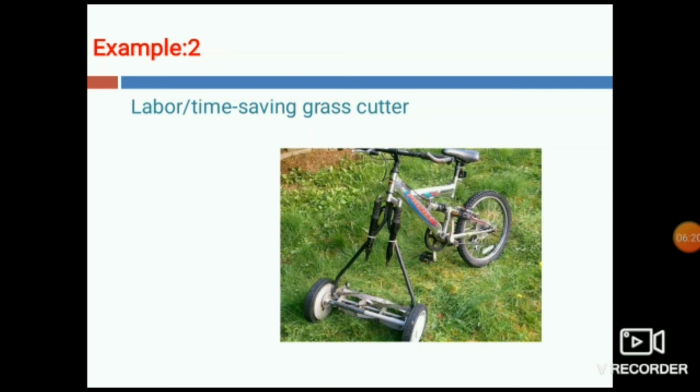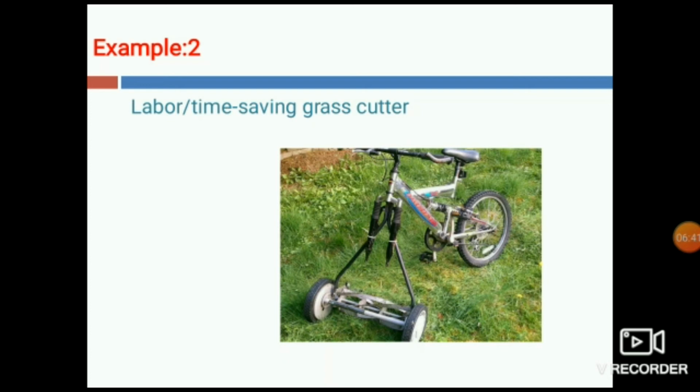What is that? Labor time saving grass cutter. By seeing this picture, what are you thinking? You are thinking that it is a bicycle. That is what? Bicycle. But it's not for traveling from one place to another place. It is also an innovative idea of a student.